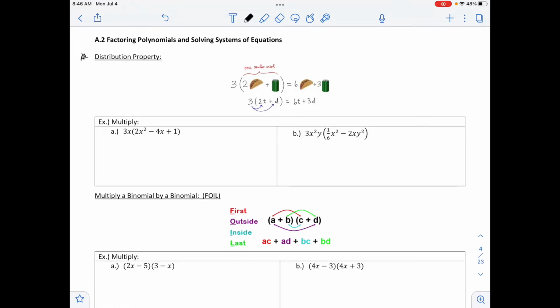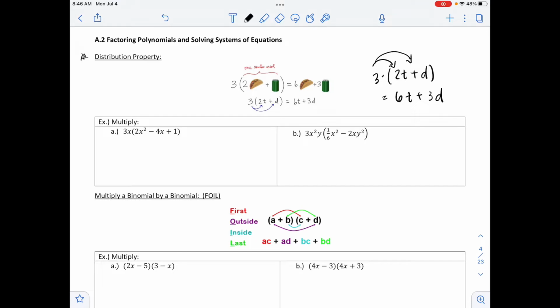It's like if you had 3 of these combo orders, which were 2 tacos and 1 soda, that means we'd have 3 of those combo meals, or we'd have 6 tacos and 3 sodas. Another way to think about that is 3 times (2t plus d), and distributing that, you would have 6t plus 3d. I use these little rainbows to show that it needs to go to every single thing inside the parentheses when you distribute. Again, we're multiplying that number 3 to everything in the parentheses.